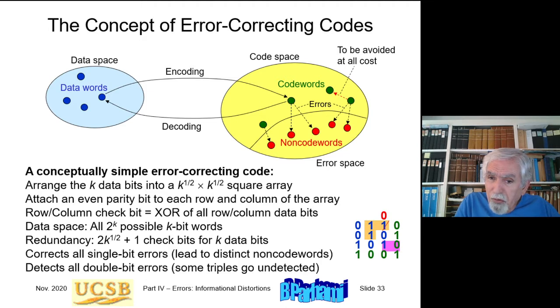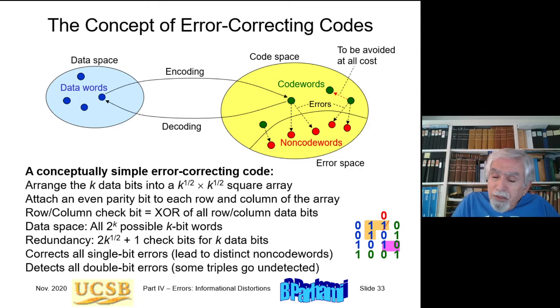Of course, if the two errors are not in the same row or in the same column, the situation will be different. So for example, let's say this bit and this bit, these two bits change. Then you will have two row parity violations and two column parity violations. And then you don't know which of these 4 bits is in error. Okay, so double errors are detected, but they are not correctable. Single errors are correctable.